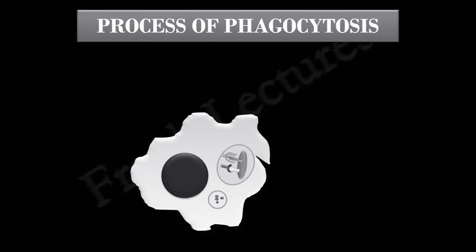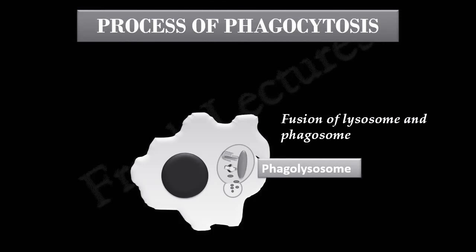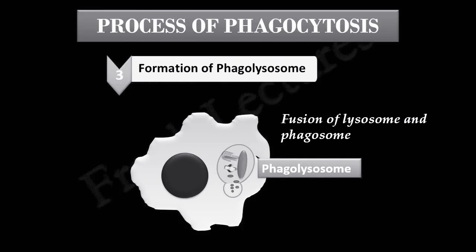Now, this phagosome fuses with one or more lysosomes inside the cytoplasm of the phagocyte. Now we know that lysosomes contain digestive enzymes and microbicidal substances. This fusion results in the formation of a larger structure which is known as phagolysosome. So what is phagolysosome? It is a structure which is formed by fusion of phagosome and lysosomes.